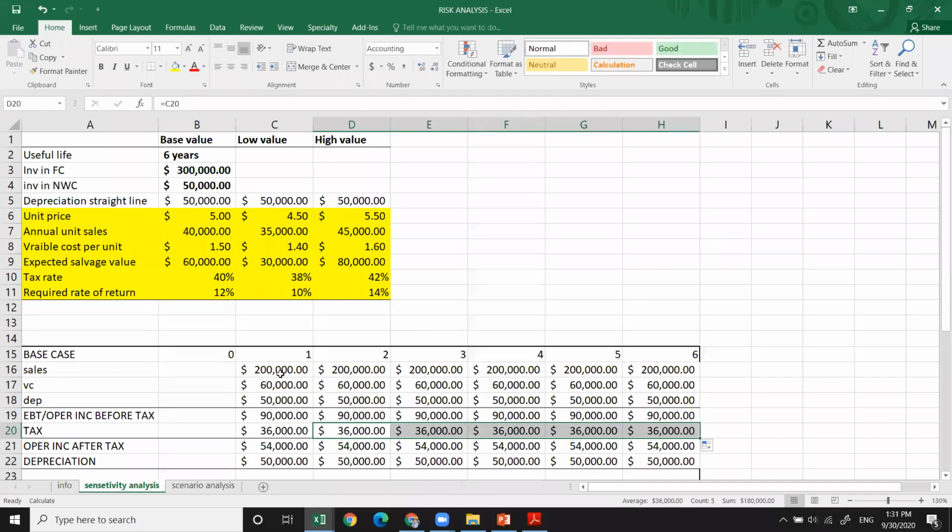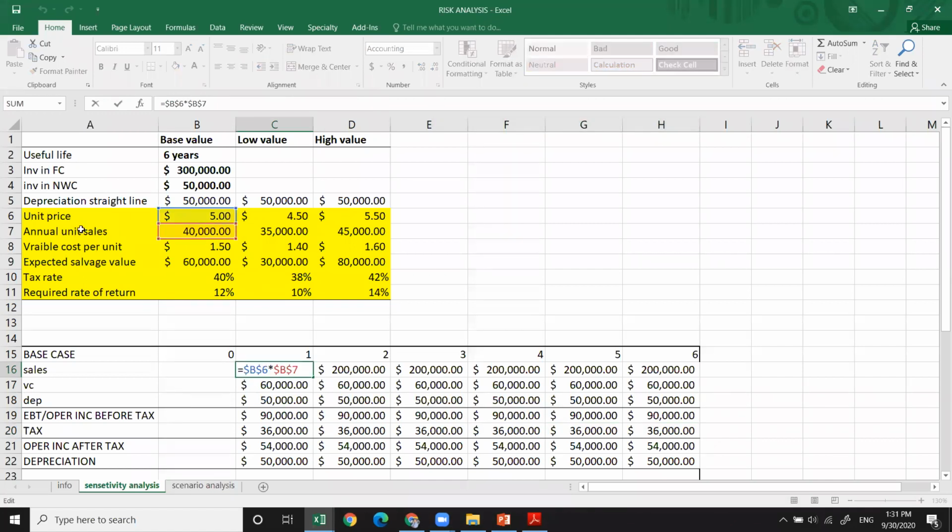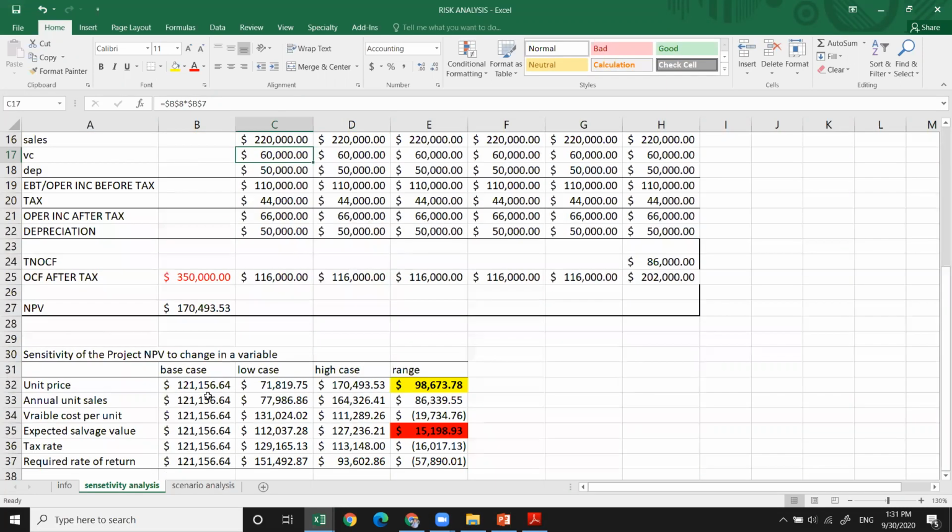Okay, that's great. Now I change the formulation. Now I will change the unit price. Once the unit price changes, the annual unit sales will change. So my unit price is not anymore 5, it's now 5.5. So as you can see, automatically all the sales changed. What happened to my NPV? It became 170. It reached its maximum level, the highest level, 170 million or 170,000.